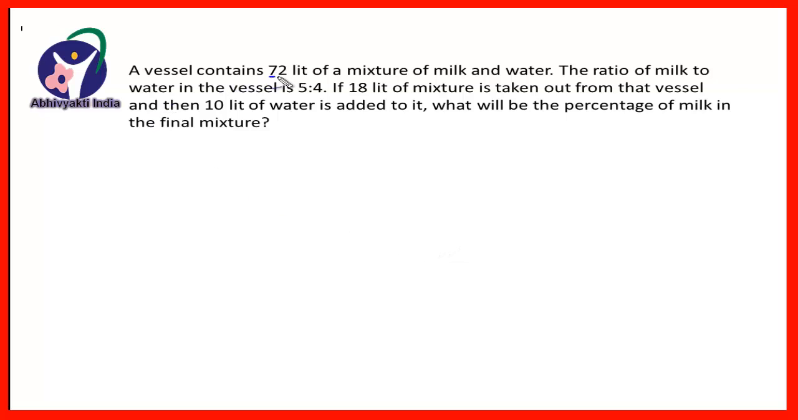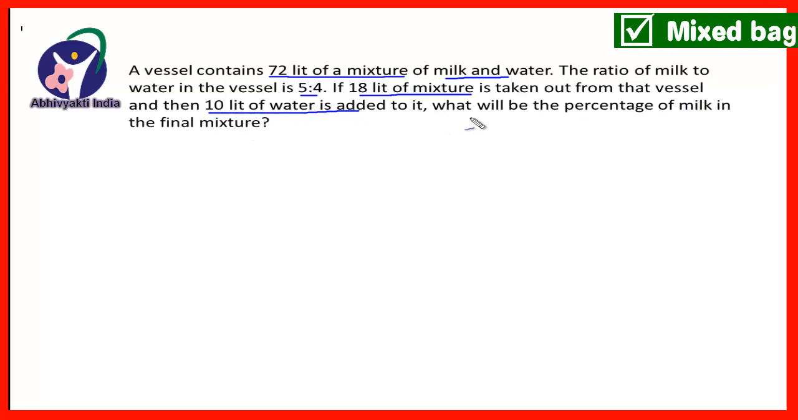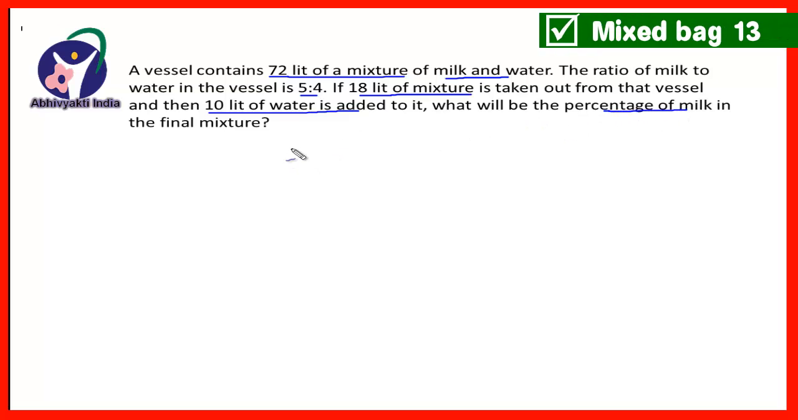A vessel contains 72 liters of mixture of milk and water. The ratio of milk to water in the vessel is 5:4. If 18 liters of mixture is taken out from that vessel and then 10 liters of water is added to it, what will be the percentage of milk in the final mixture?